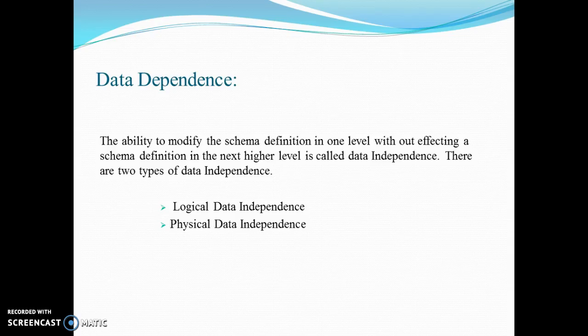Second one is data independence. Data independence means the ability to modify the schema definition in one level without affecting the schema definition in the next higher level. There are two types of data independence. The first one is logical data independence and the second one is physical data independence.